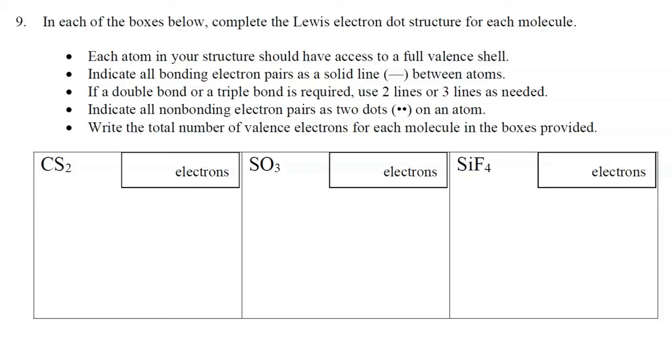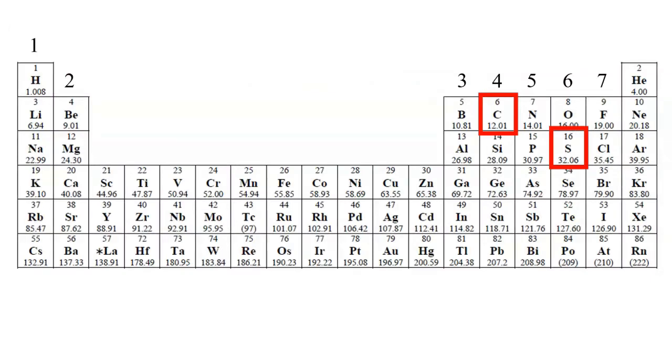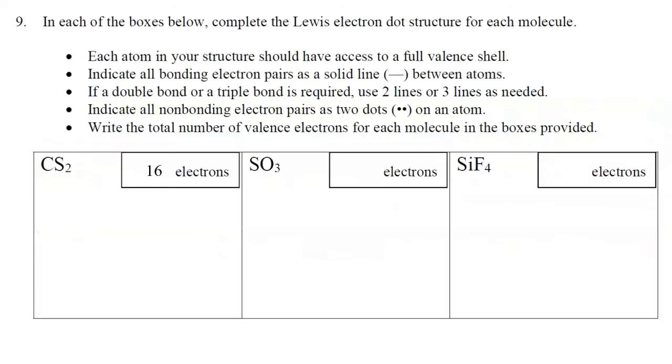We have 1 carbon and 2 sulfurs. Each carbon is 4 valence electrons. Each sulfur is 6 valence electrons, so 4 plus 6 plus 6 is 16. Let's connect the atoms, putting the carbon in the center. So there's our skeleton. And we've already used up 4 electrons in drawing the 2 dashes, the bonding pairs of electrons. So we have to get to 16. So right now we have 4 electrons.